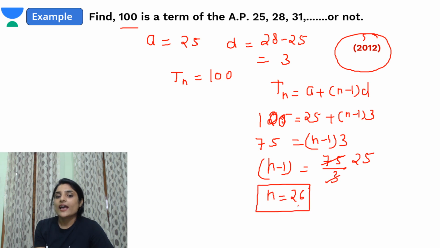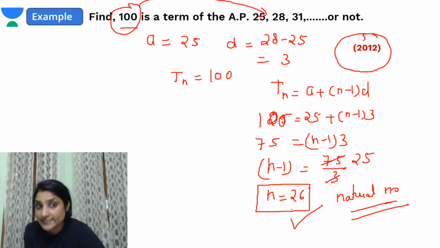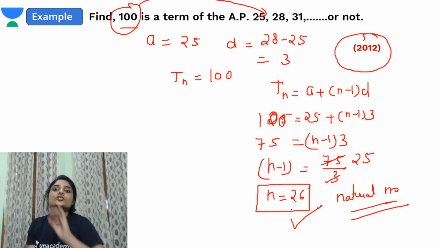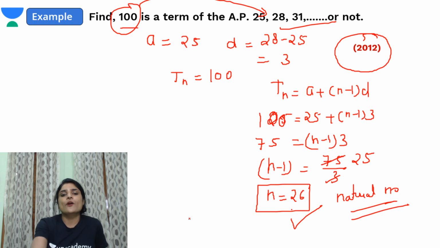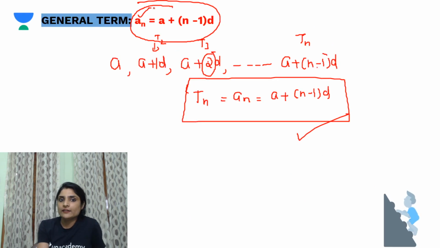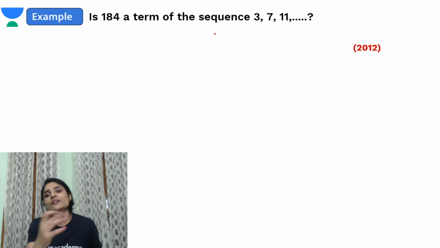So yes, as we are getting n as a natural number, we can say that 100 is a term of this AP and the position of the term is 26th. So 100 is the 26th term of this AP. Okay, so very simple. In this formula you have only 4 things: an, a, n and d, and out of the 4, in the question 3 things will be given and you need to find the 4th. It can be an, it can be a, it can be n, it can be d, any one can be asked. Okay, so let's start with the second question.